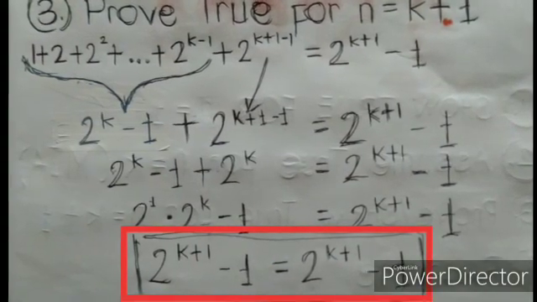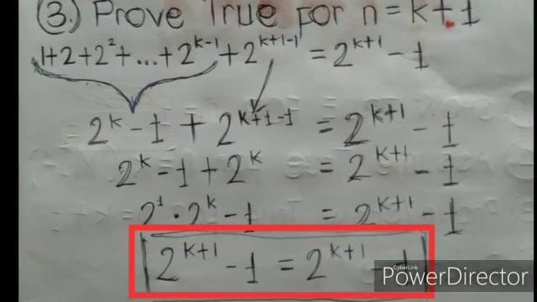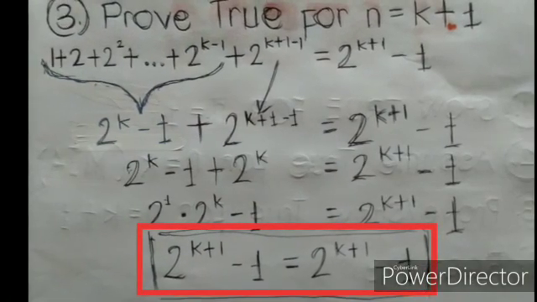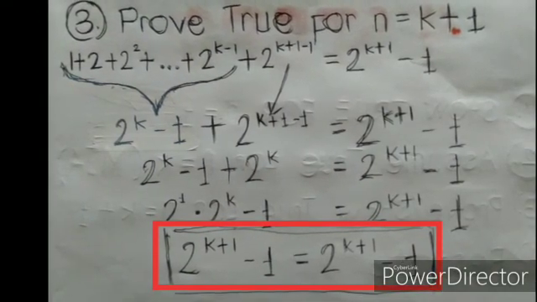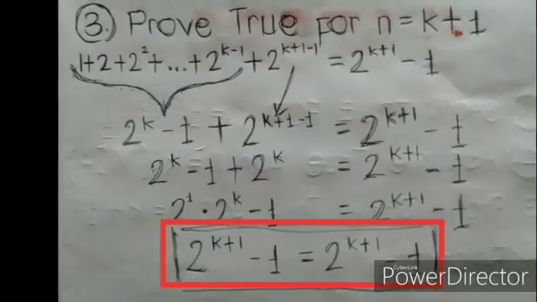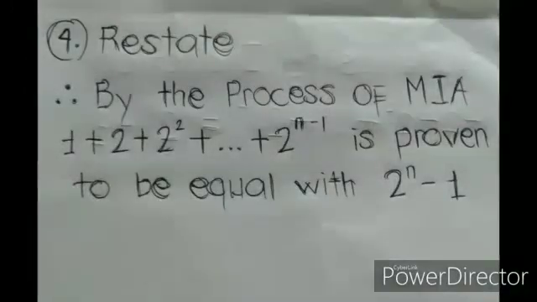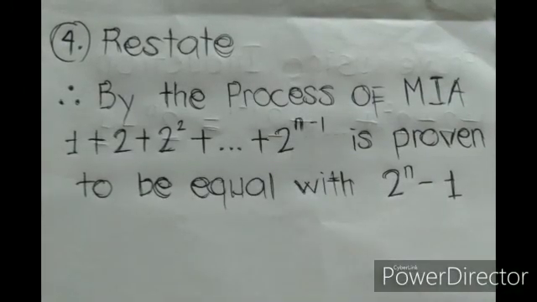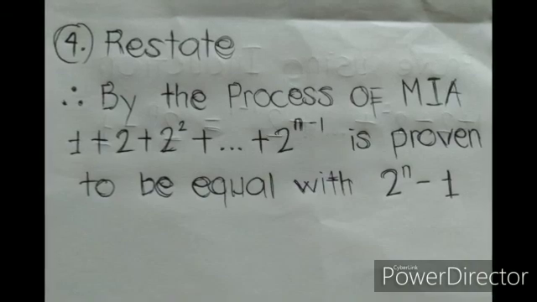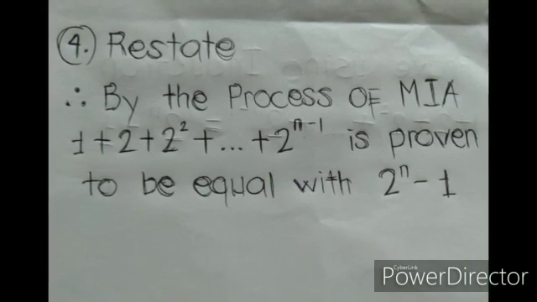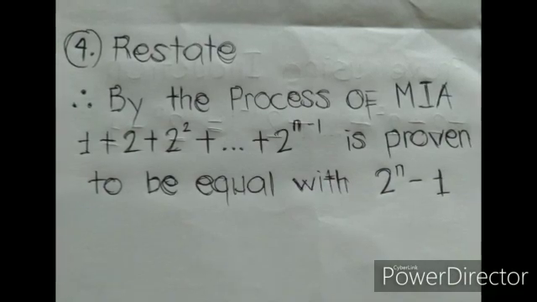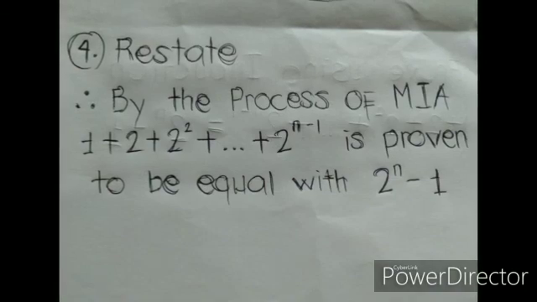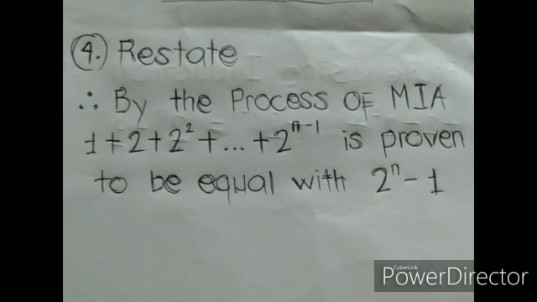Finally, we've got 2 to the power of k plus 1 minus 1 is equal to 2 to the power of k plus 1 minus 1. It shows that both sides are already equal. And that's where we end our step number 3. Since we already proved that the given problem is true, therefore, by the process of mathematical induction assumption, 1 plus 2 plus 2 squared plus dot dot dot plus 2 to the power of n minus 1 is proven to be equal to 2 to the power of n minus 1. And that ends our discussion.